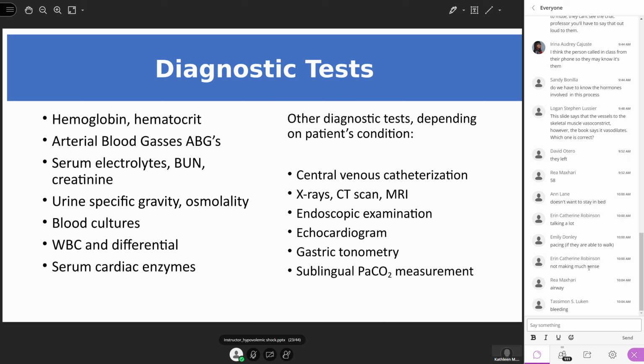BUN and creatinine, this is all about kidney function, right? So this is just testing your kidney function. Same thing with urine. Blood cultures, this is to test for infection. Of course, white blood cells. Cardiac enzymes, to see what damage is going on in the heart.